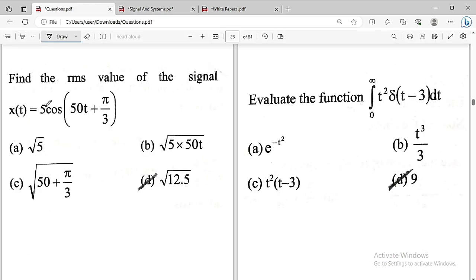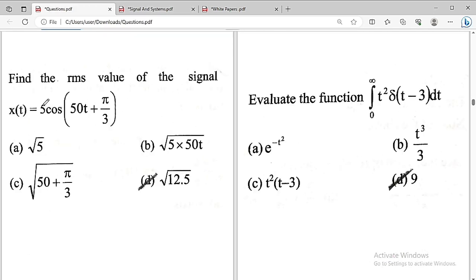Now we are going to discuss another question. See the question here: find the RMS value of the signal. The signal given is x of t equal to 5 into cos of 50t plus 5 by 3. For this signal we have to find the RMS value. Of the four options, option D, under root of 12.5, is the correct solution of this question.